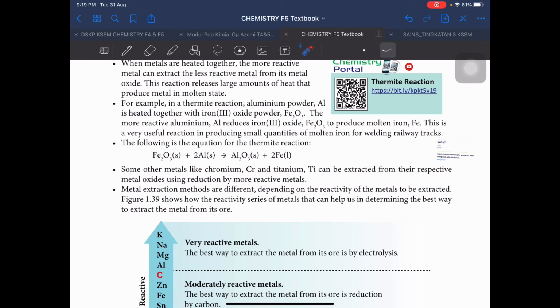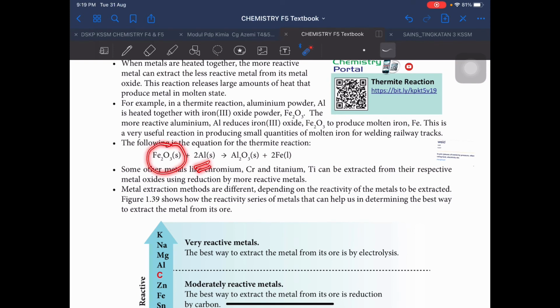Jadi akhirnya, you are going to have the iron that you want. So this is how you extract metal. Macam mana mau pisahkan, macam mana mau extract iron from its iron ore. This one we call it iron ore kan. Okay, iron 3 oxide. How to pisahkan iron 3 oxide? How to pisahkan iron from iron 3 oxide is, we just need to heat these two together.